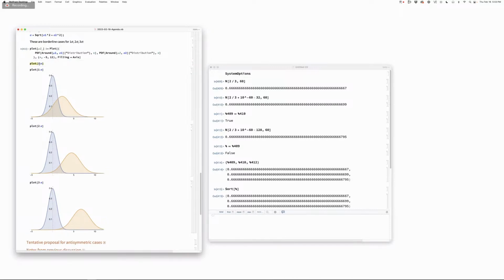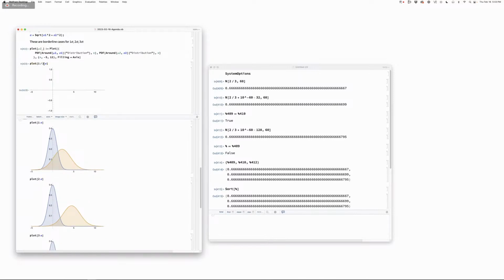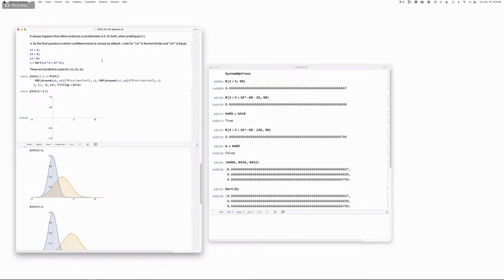Okay, can somebody? Whoops. Did we need to define sigma? Oh, sigma is defined, sorry. Didn't realize we had that extra input there.